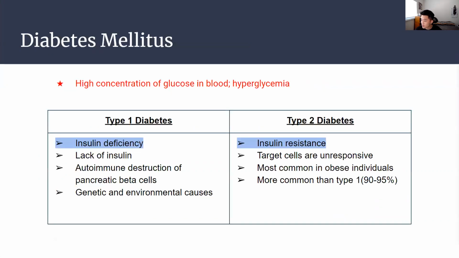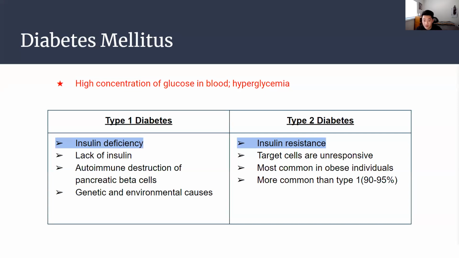Okay, let's talk about diabetes mellitus. I'm sure you guys know what diabetes is, right? It's when there's a high concentration of glucose in our blood, or a high concentration of sugar in our blood. Diabetes mellitus is a chronic condition that affects an individual in the long term. It doesn't just occur in a week or in a few days or a month. It's a long-term condition.